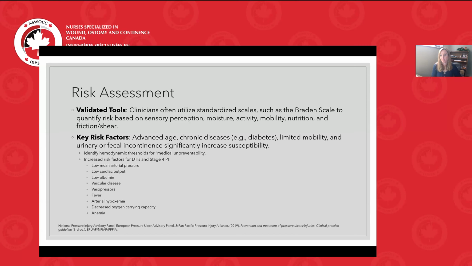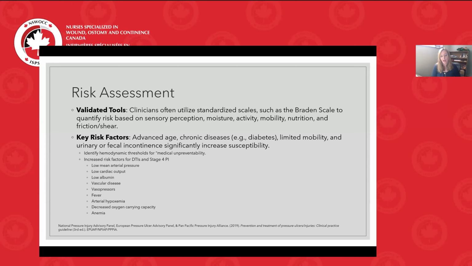Their cardiac output might be low. They might have low albumin. They could have vascular disease. They could have a fever or extreme sweating. We know that sometimes our patients, especially those with spinal cord injuries, can have something called autonomic dysreflexia, which can cause them to be very sweaty if they have any type of movement or shearing, or sometimes even changes in temperature can cause that autonomic dysreflexia to activate and they might just start sweating. So making sure that we're noting that.